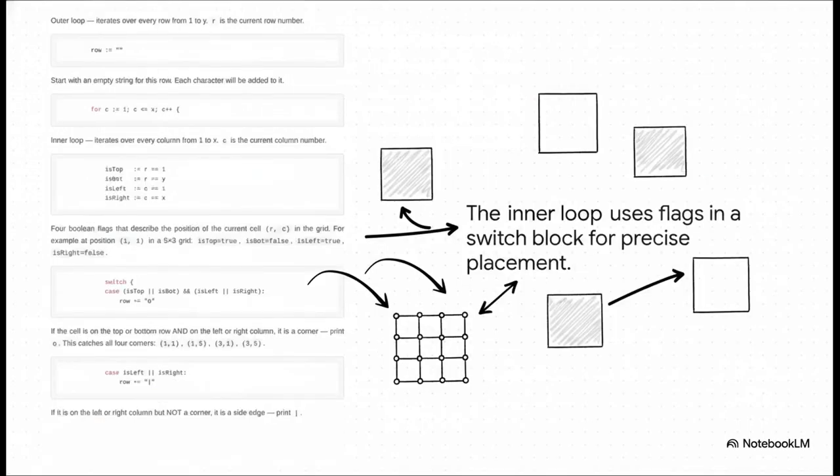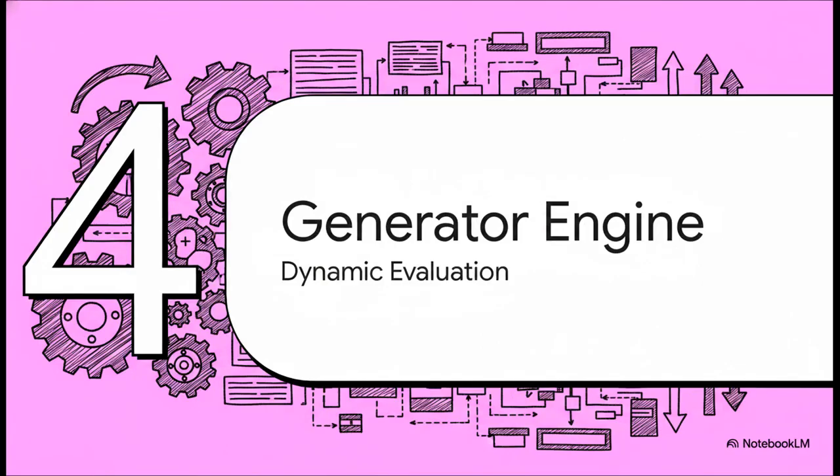And this part brilliantly illustrates the rendering logic. That inner loop uses our Boolean flags inside a highly readable switch statement. It cleanly dictates whether a character should be a corner, an edge, or an interior space. For example, if it's top and left, well, it's a corner. If it's just left, it's an edge. And if none of those flags are true, it just hits the default case and prints an interior space. It's just incredibly elegant.